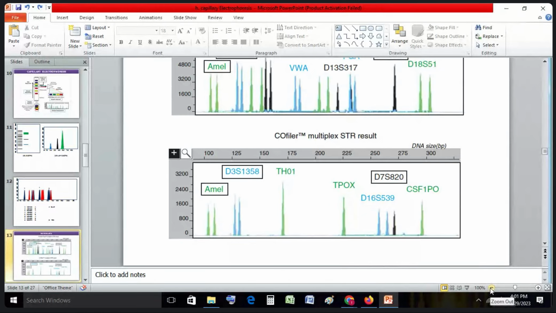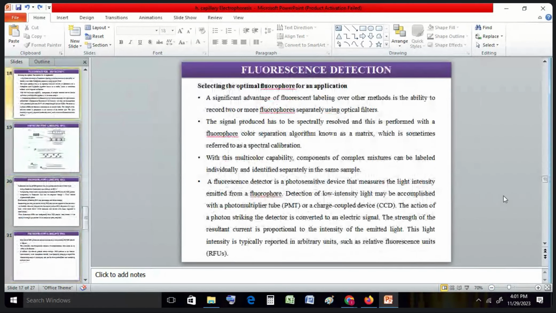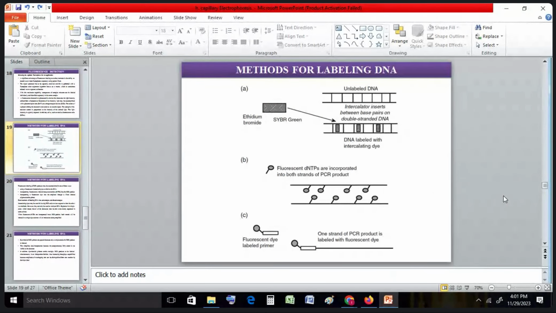Any other question? If not, go to the DNA labeling process. Methods for labeling the DNA.